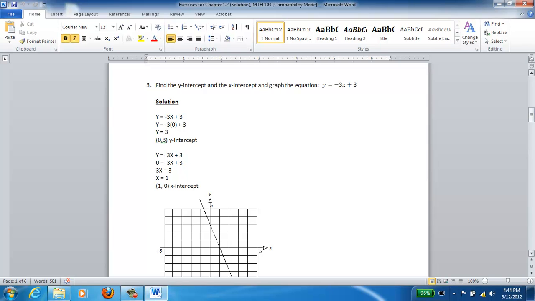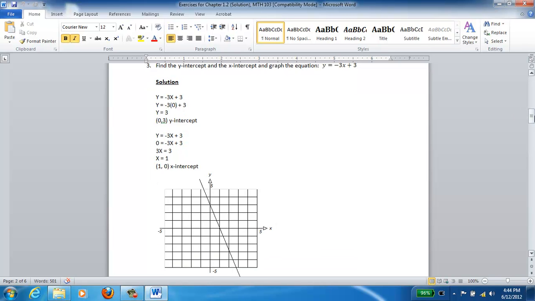Example 3. Find the x and y intercepts for the linear equation y equals -3x plus 3. Finding the intercepts is a convenient way of graphing. First, let x equals 0, substitute x equals 0, which gives us y equals 3. The point (0, 3) is the y-intercept.